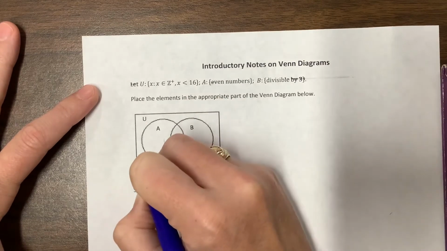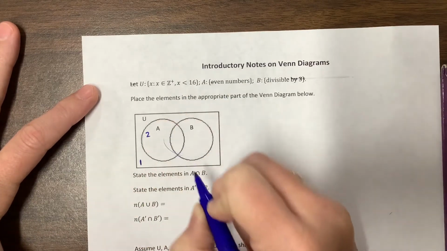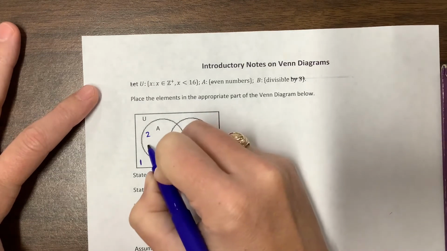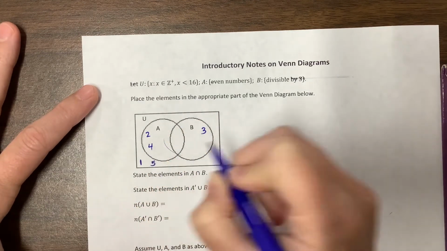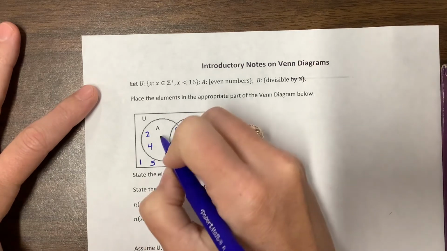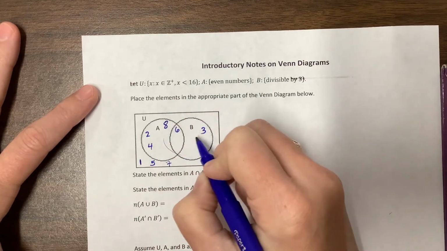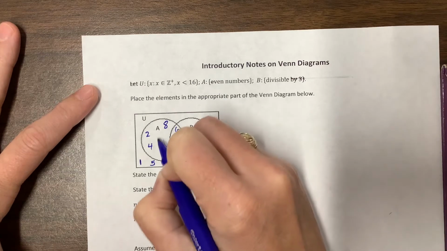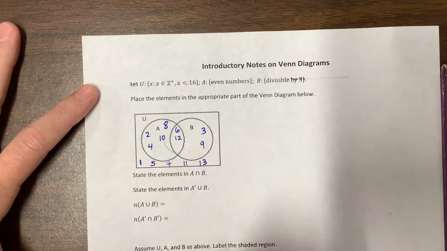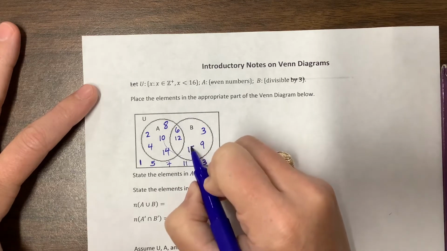So 1 is not in either of those, it goes here. 2 is even. 3 is divisible by 3, but it's not even. 4 goes here. 5 is neither of those things. 6 goes here. Notice with 6, it's both an even number and it's divisible by 3. 7 would be here. 8 is somewhere in this region. 9 is over here. 10 is even. 11 is neither. 12 is both even and divisible by 3. 13 goes out here somewhere. 14 is in here. And then 15 is over here somewhere.